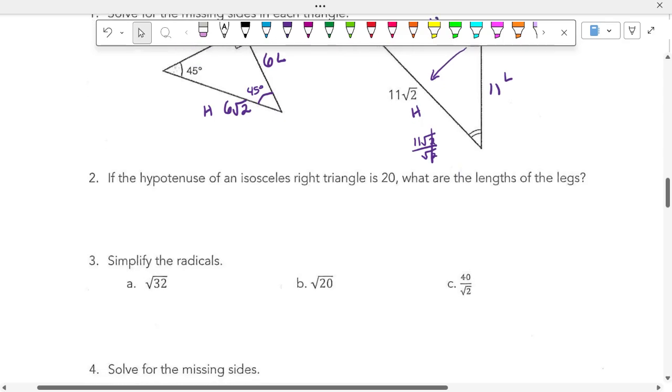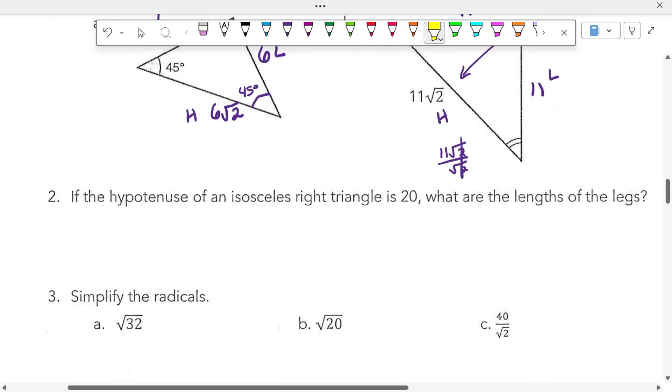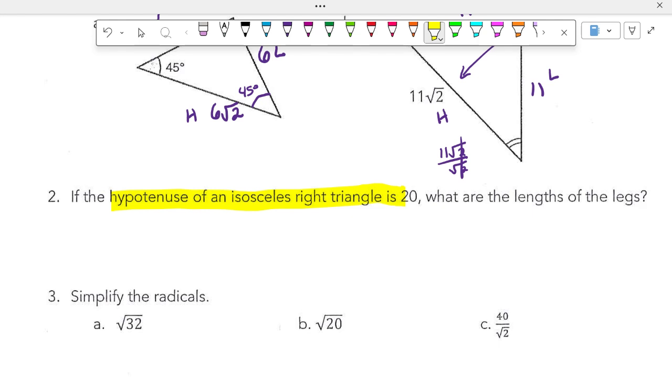Now for number 2, if the hypotenuse of an isosceles right triangle is 20, what are the lengths of the legs? Remember, isosceles right triangle means both legs are congruent, meaning it's automatically 45, 45, 90. That's the only way a right triangle can be isosceles at the same time. So let's draw the picture.